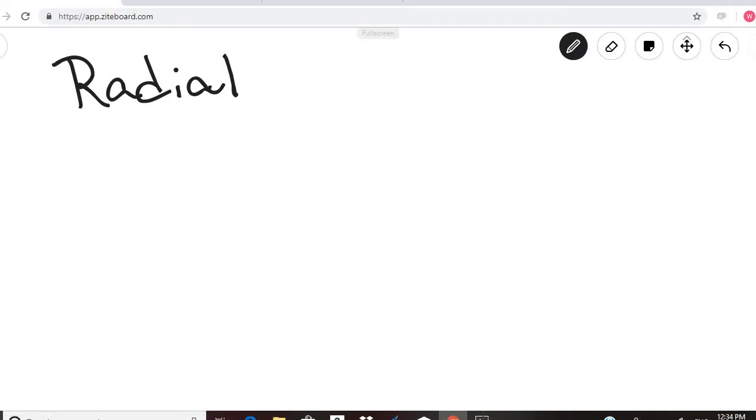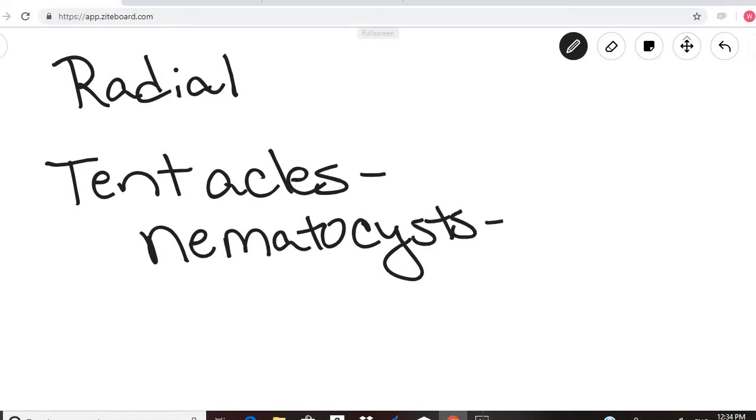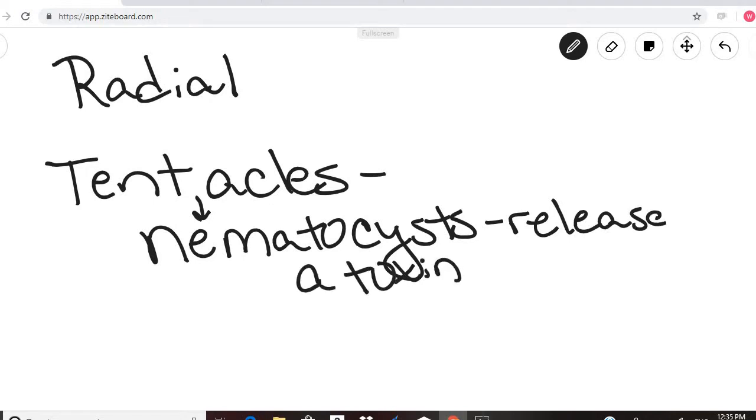Okay, a couple other structures that you should be familiar with is on their tentacles, members of phylum Cnidaria have these little structures that are called nematocysts. And nematocysts are on the tentacles, and the nematocysts release a toxin. And that toxin is injected into either their prey or their predator, so they can use it to either capture food or to defend themselves against a predator.